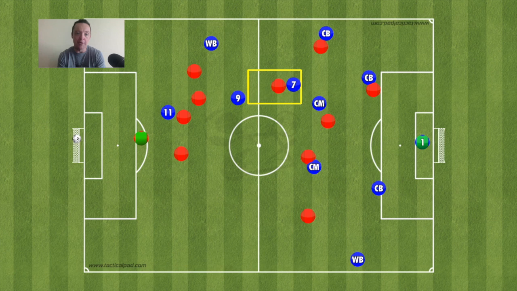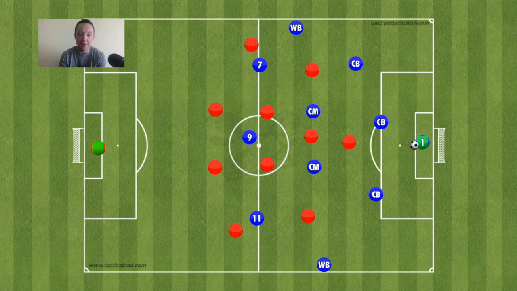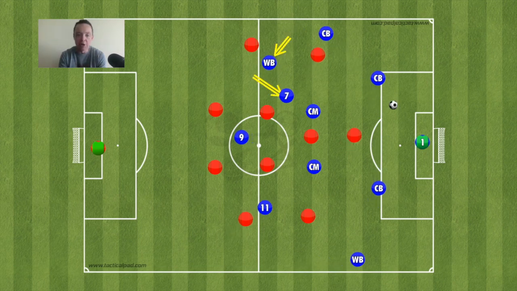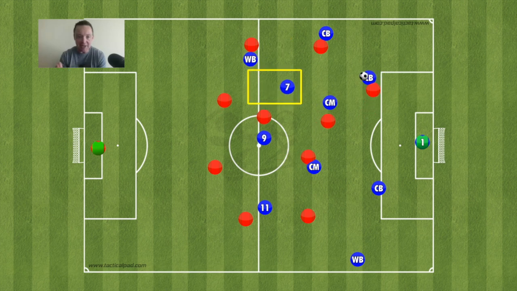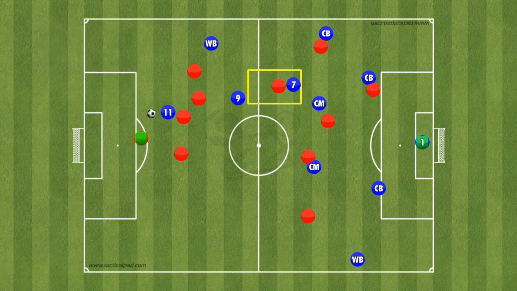depending on what you want to do with the wing back. You can push the wing back forward, you can drop the 7 in like the clip we just showed, or you can drop the wing back a little bit further in, put the 7 a little further wide. Gives you different pictures and also gives you good support out there. So if you struggle to solve it, you have the numbers.